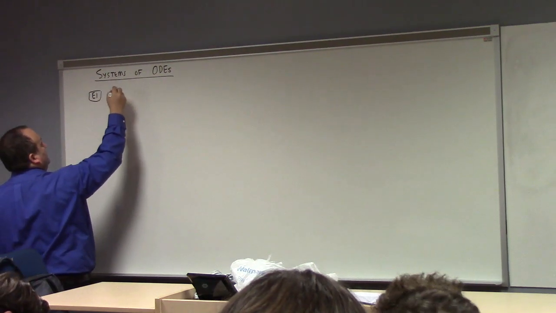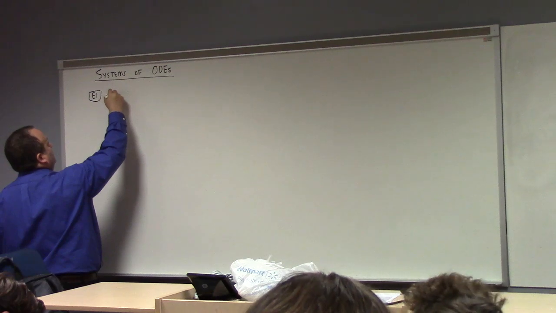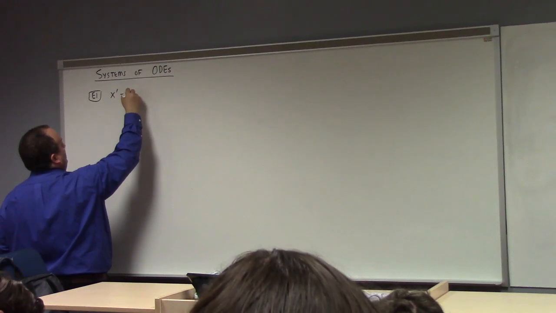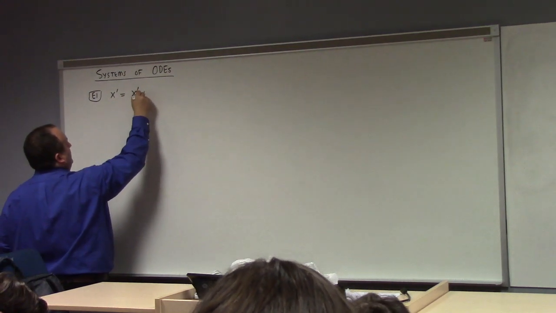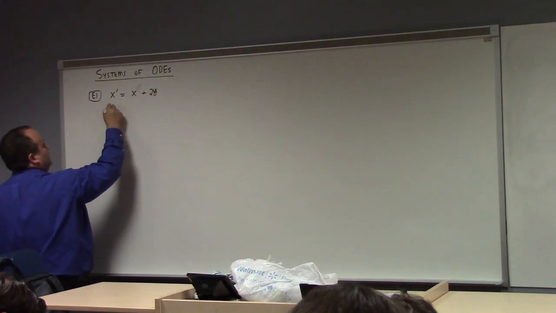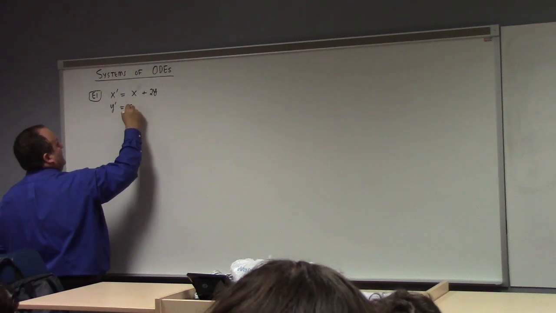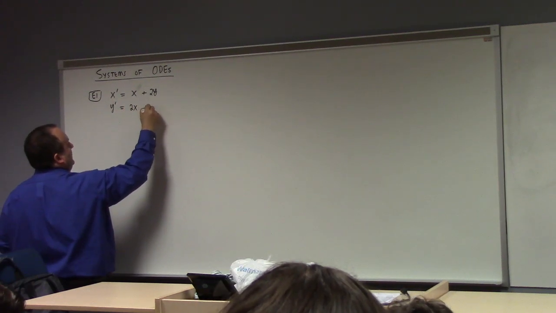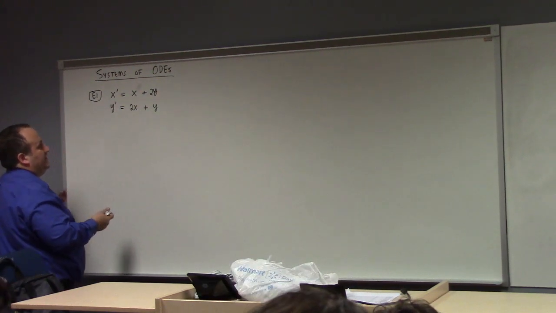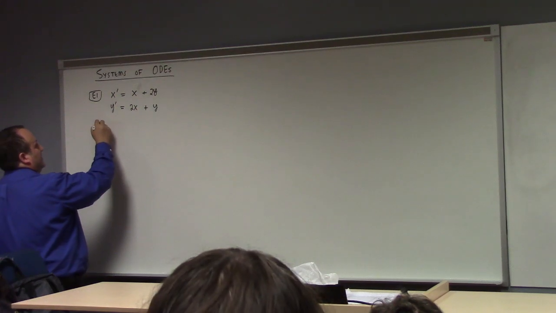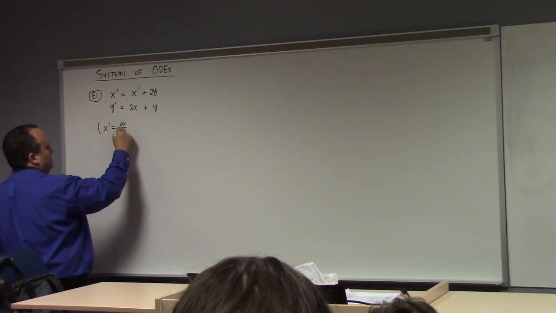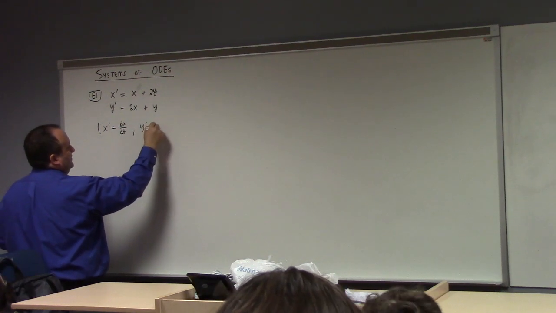So example one, we might have something like x prime is equal to x plus 2y, and y prime equals 2x plus y, perhaps. Now here, it's ambiguous, but what's typically our understanding here is that x prime is a notation for dx/dt, and y prime is a notation for dy/dt.